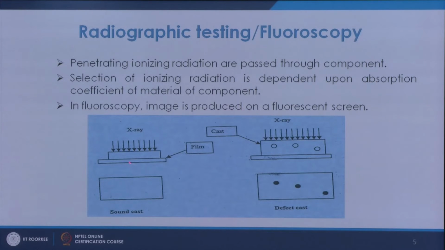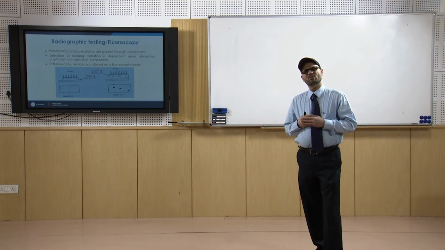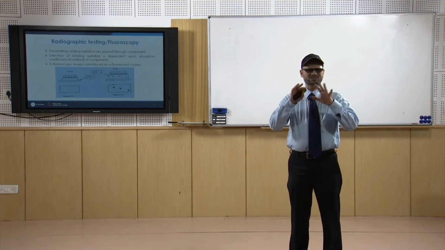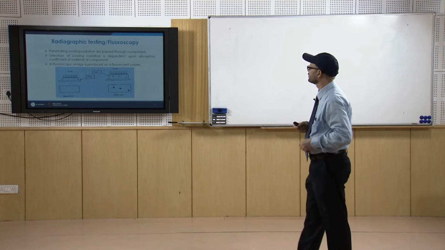So, as you see, if there is no defect in those cases, so this is the cast component, if there is no defect, you see that it is all clean, but if there is any defect here, it has not been able to pass. So, its shadow will be the dark one, and that shows any kind of discontinuity which is present inside the casting. So, basically it is used for finding the internal features or any defect which is internally present inside the casting.